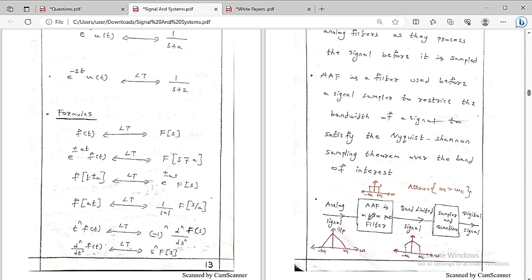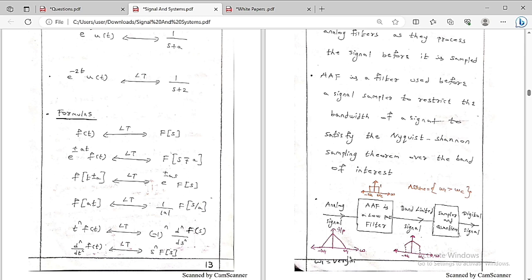So what is the meaning of this? Suppose this is the anti-aliasing filter. It is basically a low pass filter. Low pass filter means it will have the cutoff frequency from minus omega c to omega c. Suppose this is the analog filter. The input is an analog signal which has a range of frequency from minus omega 1 to omega 1. In the real world, the frequencies are very, very huge. So in the practical world, omega 1 is very, very high.